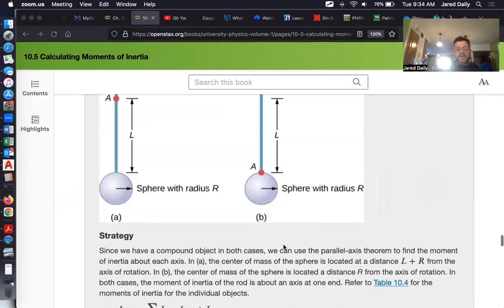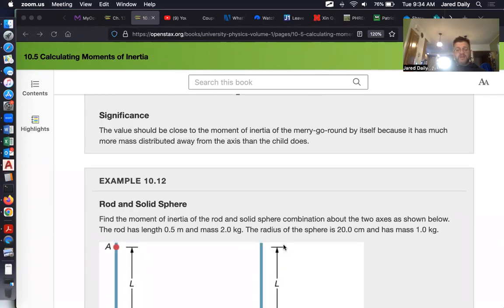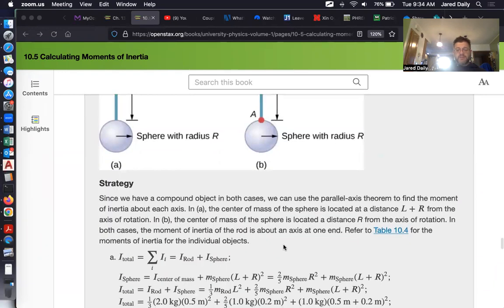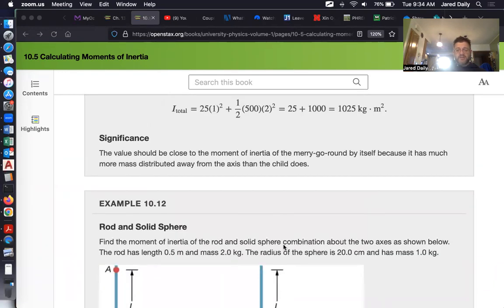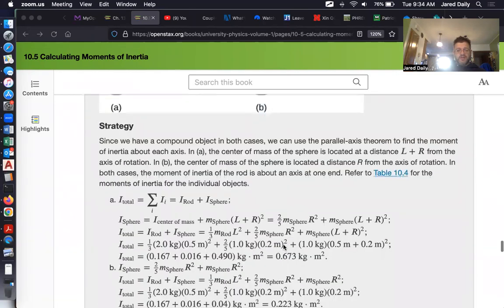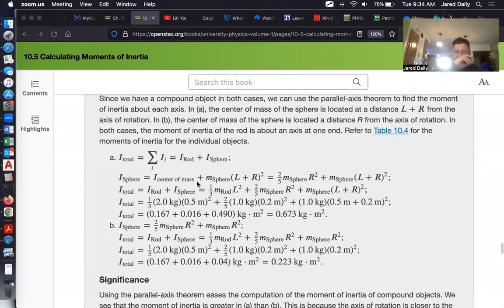In part B, I don't know what they're asking in part B. What are they asking in part B? Oh, here we go. In part B, the center of mass of the sphere is located distance r from the axis of rotation. So they're doing a different distance, I guess.